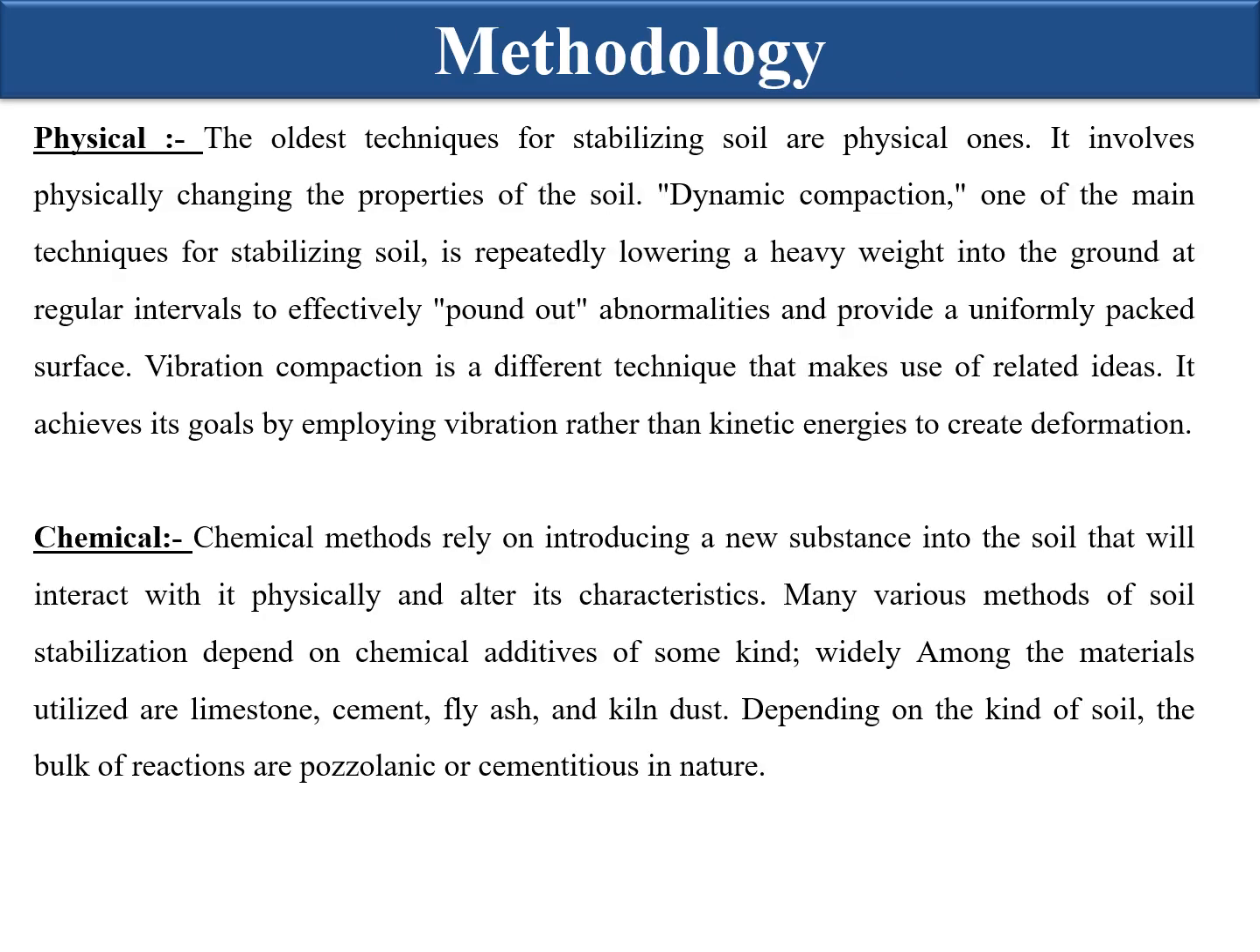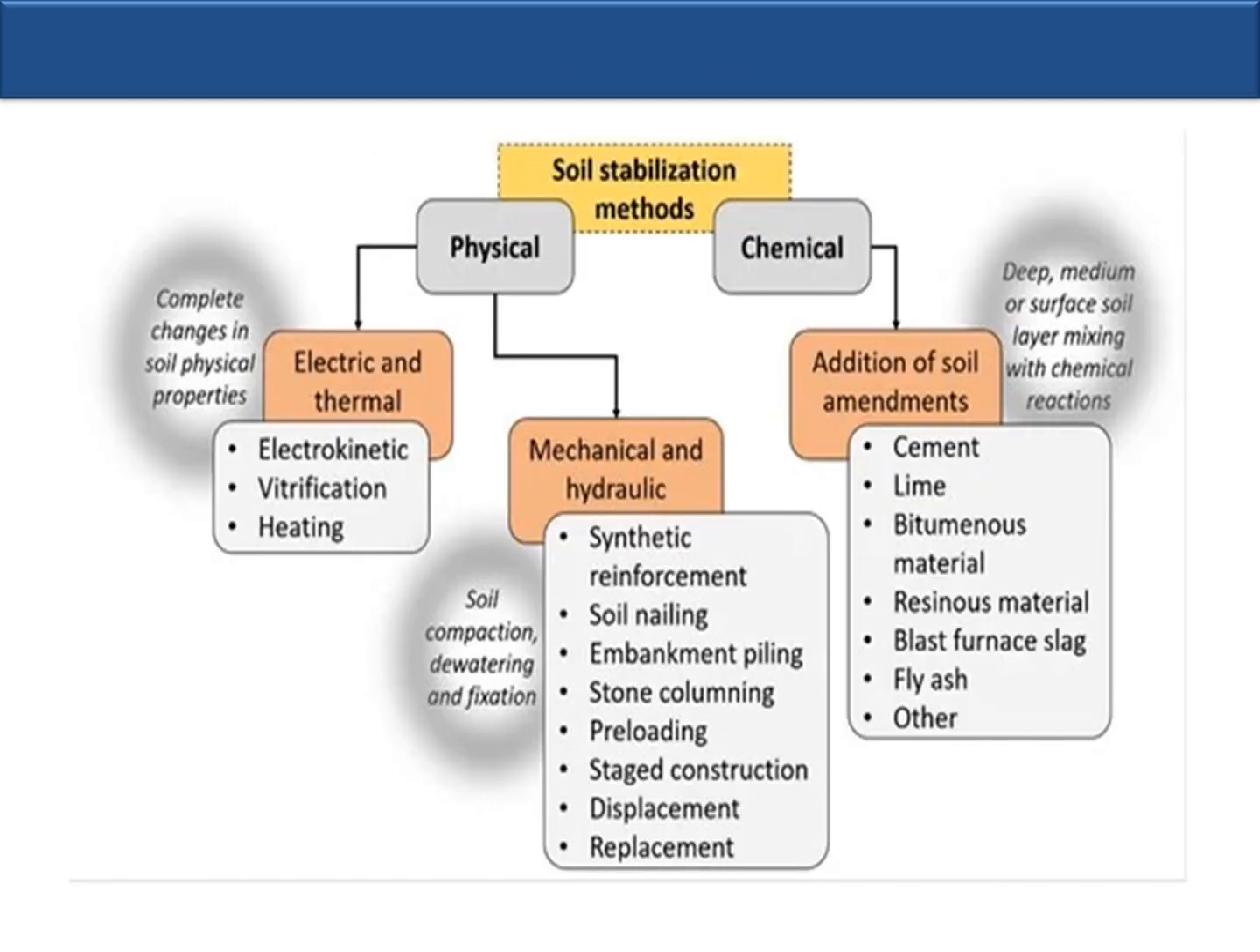Methodology. There are two methods for soil stabilization: physical and chemical. The physical method is the oldest technique for stabilizing soil. It involves physically changing the properties of the soil by dynamic compaction and vibration compaction. Chemical methods rely on chemicals or introducing a new substance into the soil that will interact with it physically and alter its characteristics. For example, limestone, cement, fly ash, clean dust.